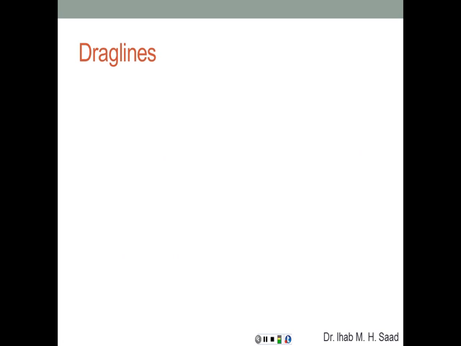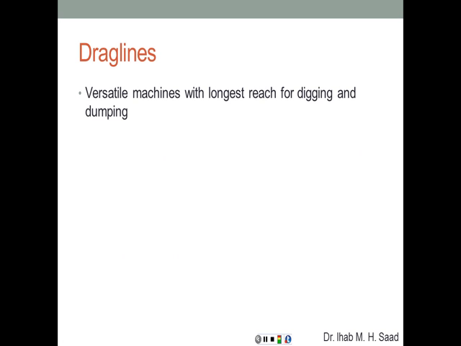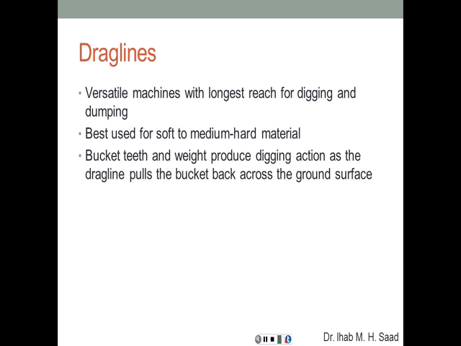Another piece of equipment is a dragline, which is a versatile machine with the longest reach for digging and dumping. It's again mounted on a long boom of a crane. It's best used for soft to medium hard material. Sand is fine, gravel is fine, relatively loose clay is fine. The bucket teeth and weight produce digging action as the dragline pulls the bucket back across the ground surface.